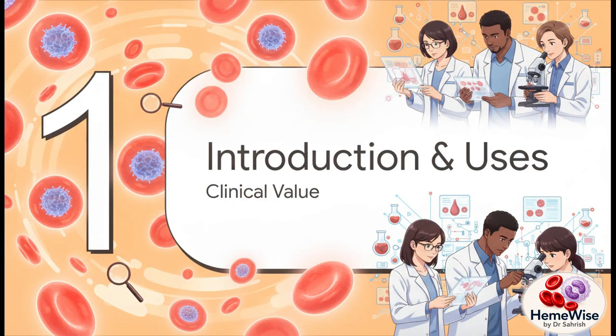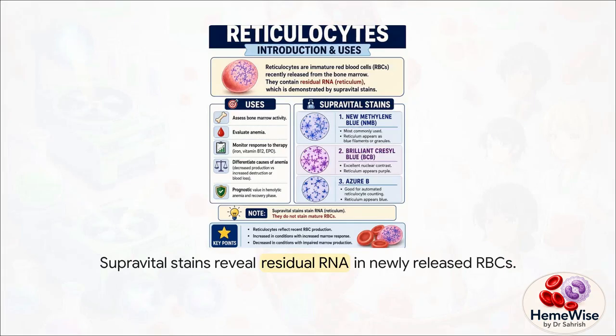Starting with Section 1, Introduction and Clinical Uses, focusing on the true clinical value of the reticulocyte. So, as we can see beautifully illustrated right here, reticulocytes are newly released and mature red blood cells. What makes them so special is that they still contain this delicate internal reticulum made of residual RNA. Now, your standard stains are just going to miss this entirely, which is exactly why we use Supravital stains.